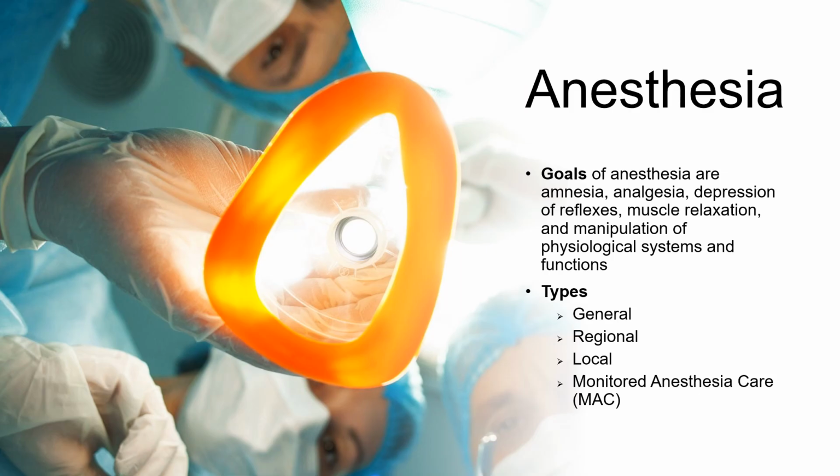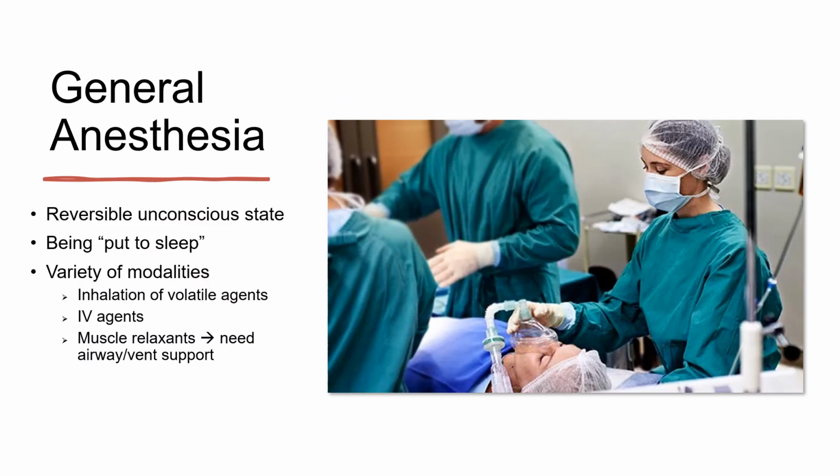Anesthesia. Okay, so now we're talking about putting patients to sleep. So the goals of anesthesia could be amnesia, so they don't remember, analgesia, so they don't feel pain, depression of reflexes, so they don't move, muscle relaxation, again, so they don't move, and manipulation of our physiological systems and functions, and that is per your textbook. So there are several types of anesthesia. We have general, regional, local, monitored anesthesia care, which we refer to as MAC.